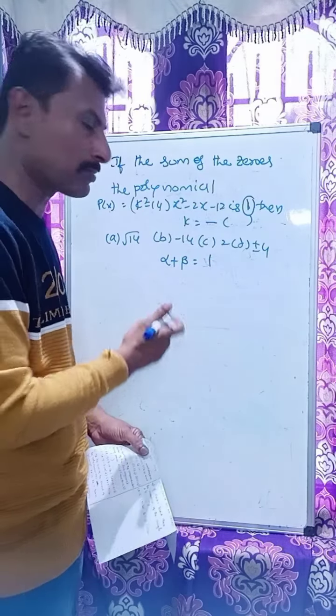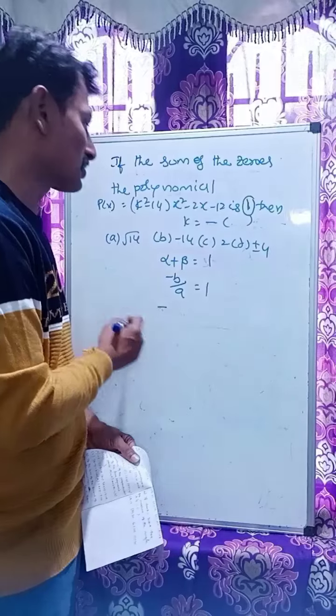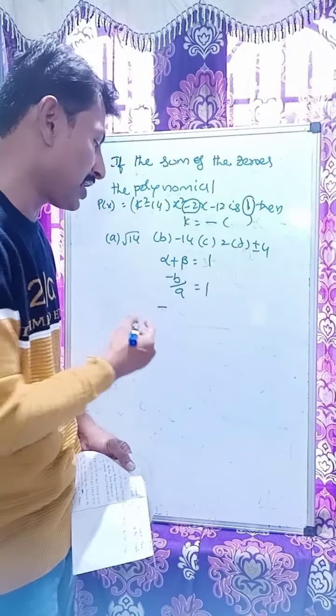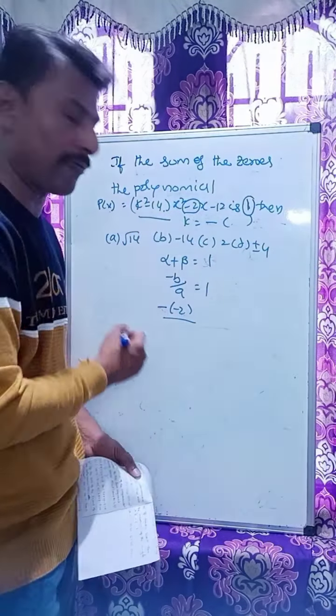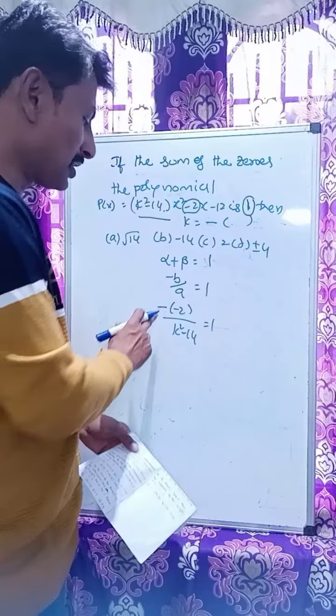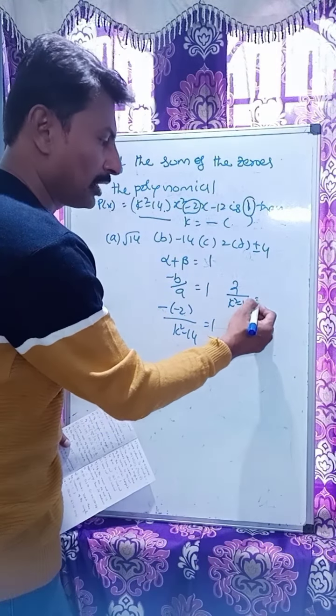We know alpha plus beta is nothing but −b/a, which is equal to 1. Here b is the x coefficient; don't forget to take the negative symbol, since we have −2. And a is nothing but the x² coefficient, that is k² − 14. So −(−2) is plus, so 2/(k² − 14) is equal to 1.